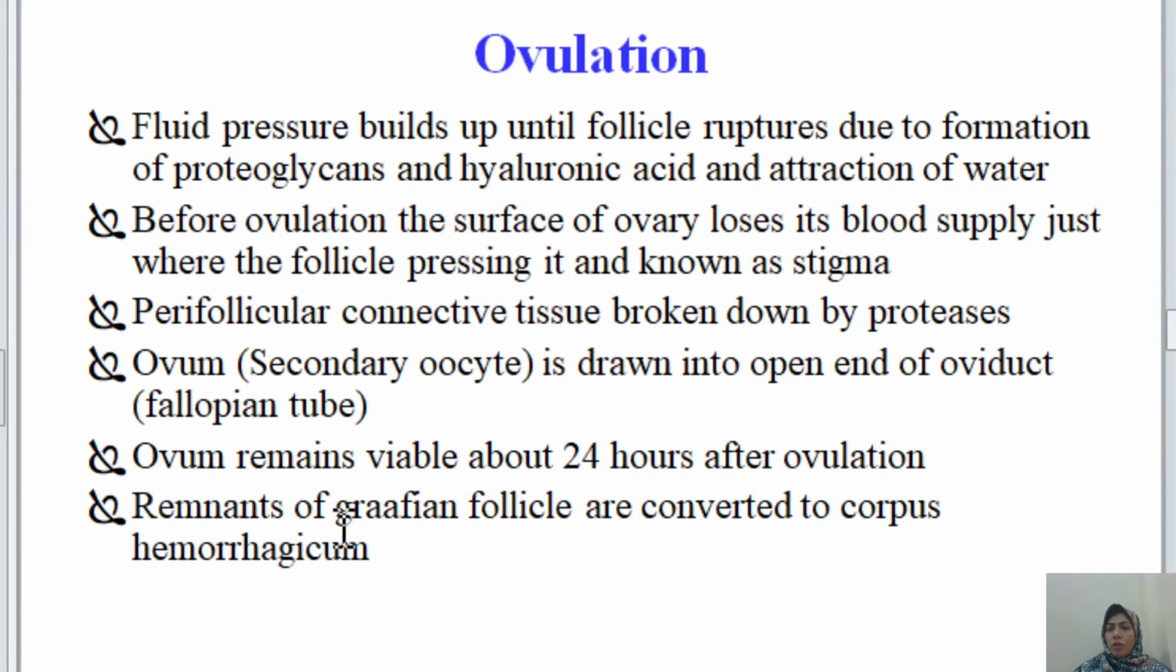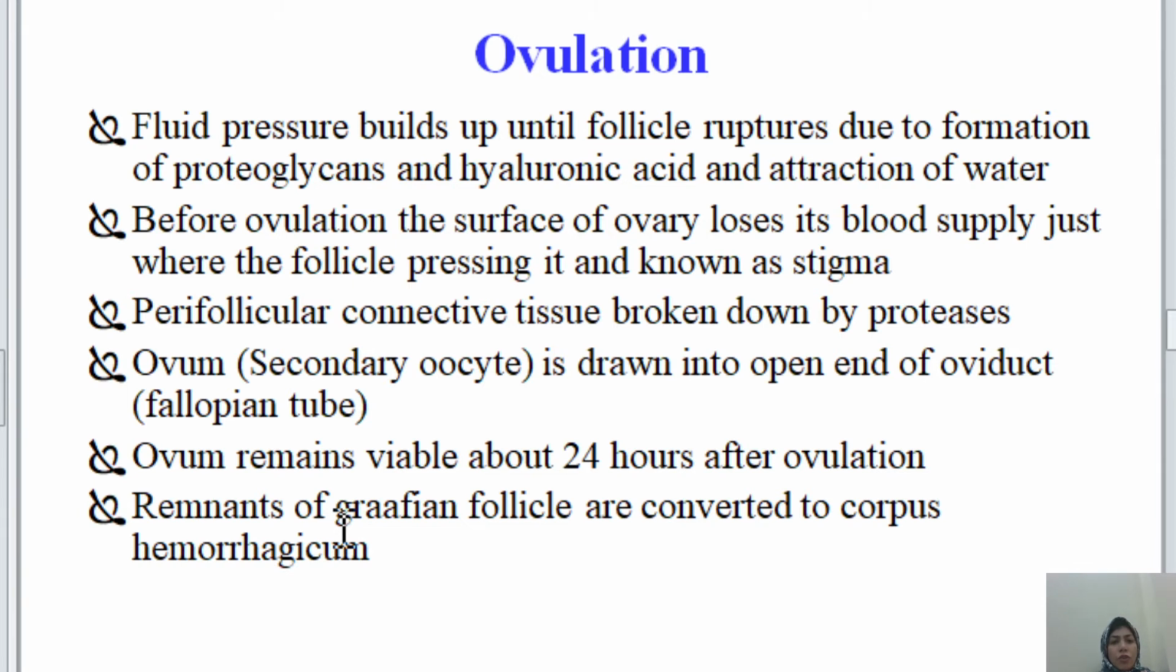Ovulation occurs when the fluid pressure builds up until the follicle ruptures, due to formation of proteoglycans and hyaluronic acid and attraction of water. Before ovulation, the surface of the ovary loses its blood supply where the follicle is pressing on it, and this is known as the stigma.